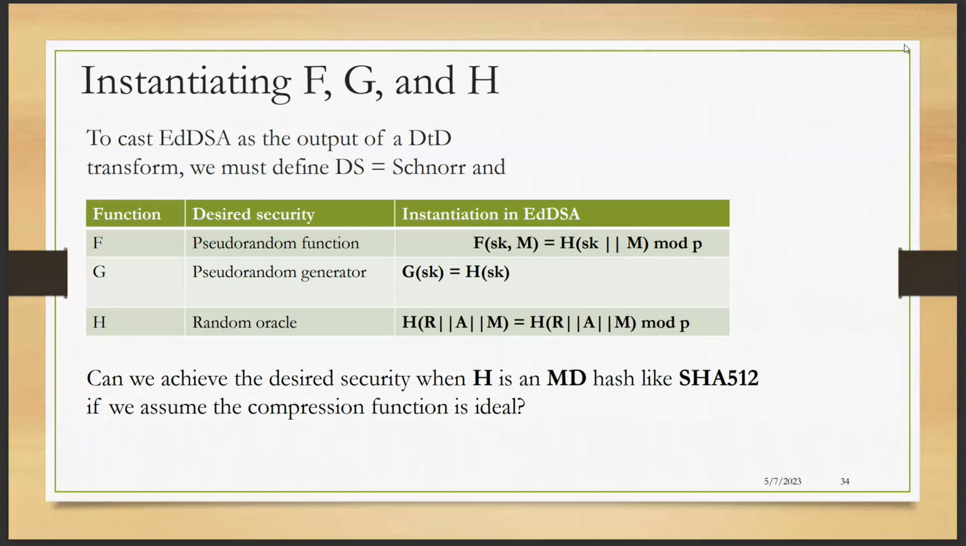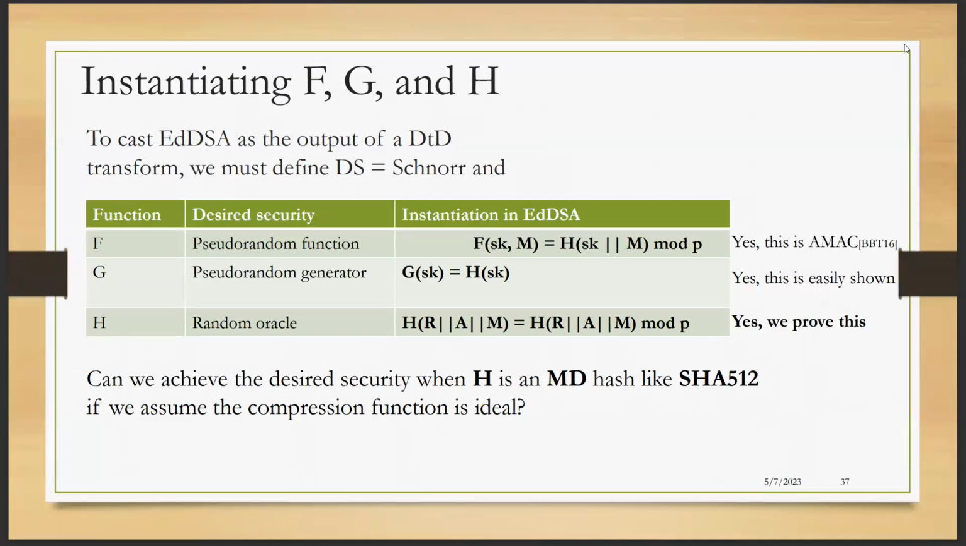So we have a pseudorandom function, a pseudorandom generator, and a random oracle. And we want to make sure that we can get all of these things, even if our hash is an MD hash and has that underlying structure, provided we can assume the compression function is ideal. For the pseudorandom function, this is pretty straightforward because EdDSA is using the AMAC construction, which has already been proved secure with an MD hash. For the pseudorandom generator, we show this directly, but it's pretty trivial because the generator is just calling the underlying compression function exactly once and returning its output directly.